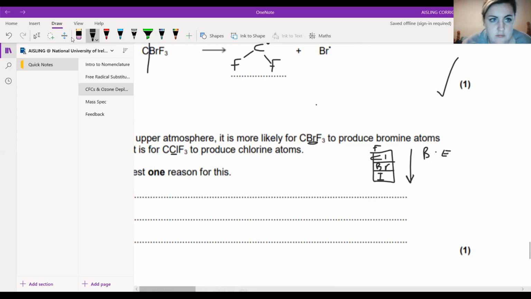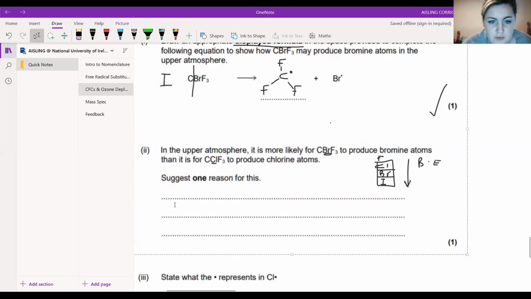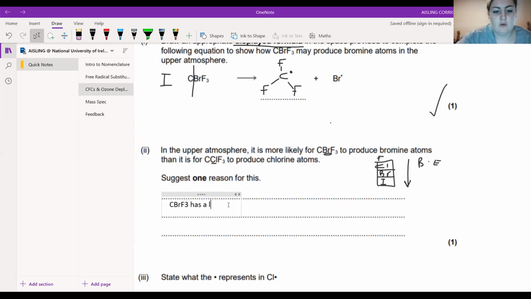So, what did I say for this? I'll type this up. So I would say that CBrF3 has a lower bond enthalpy than CClF3. Okay, that's it.